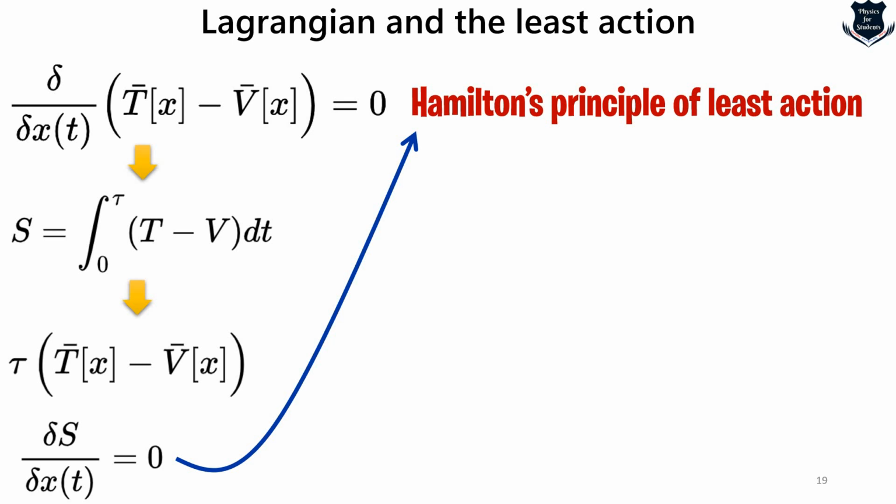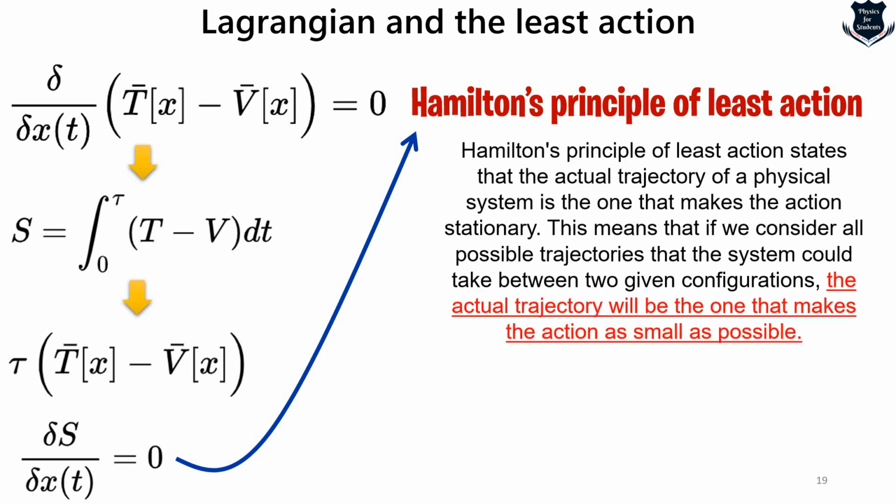So what is Hamilton's principle of least action? Now this is very central, very important. We could take another video completely to explain more on Hamilton's principle, but what it tells is this. The actual trajectory of a physical system is the one that makes the action stationary. This means that if we consider all possible trajectories the system could take between two given configurations, the actual trajectory will be the one that makes the action as small as possible.